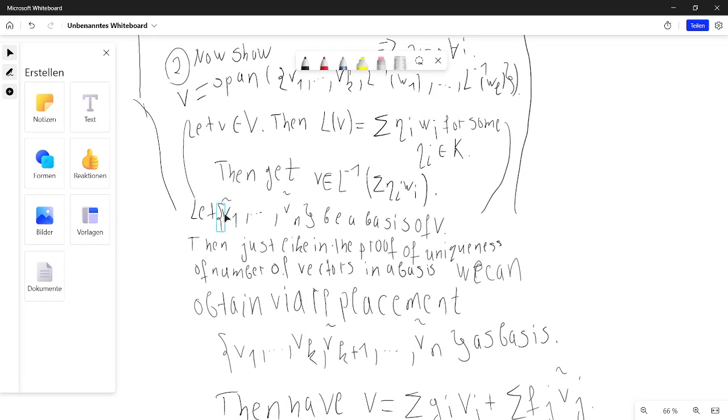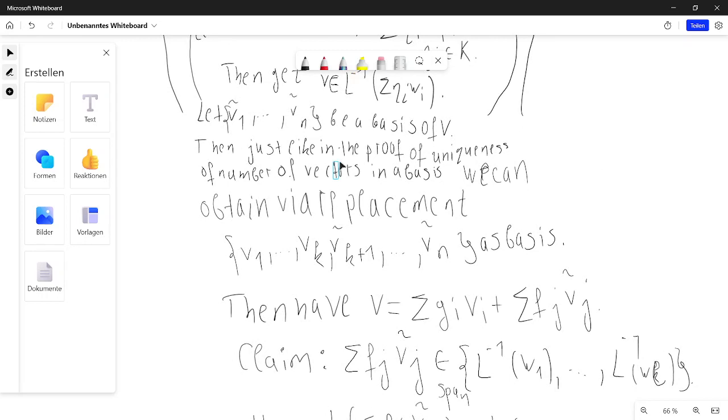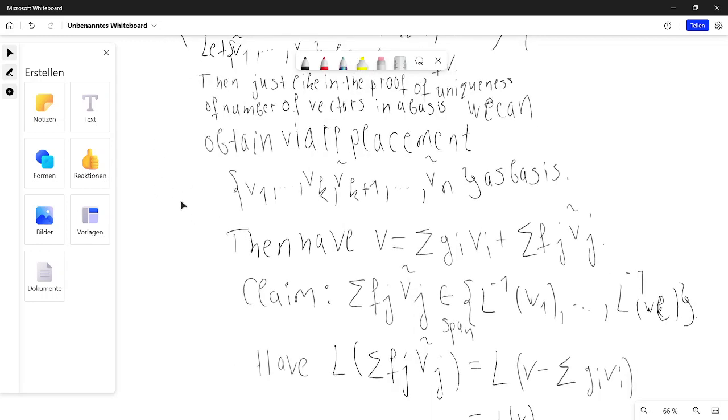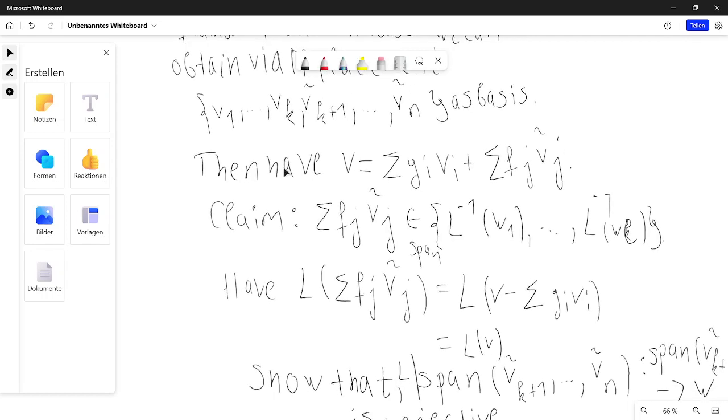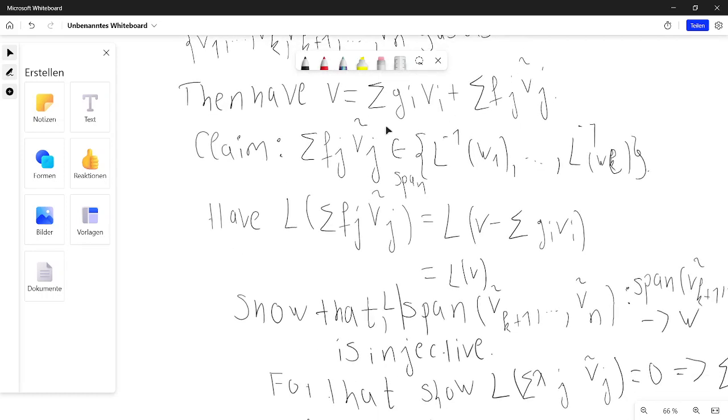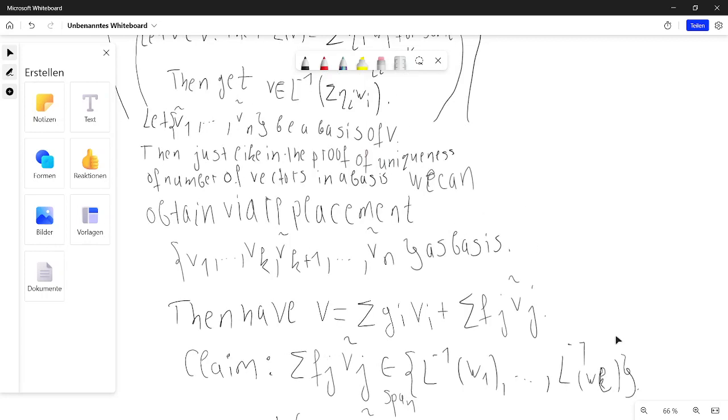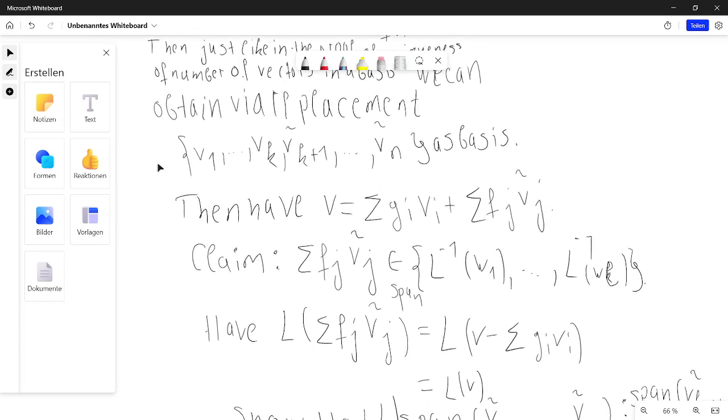Then we took a basis, V1 tilde through V tilde, a basis of V, and we just smuggled in the kernel vectors into it, at the cost of course of omitting some vectors in the spaces. And we have verified that it works. And then what we wanted to show is that this basis actually gives us the basis of the kernel, which we already have.